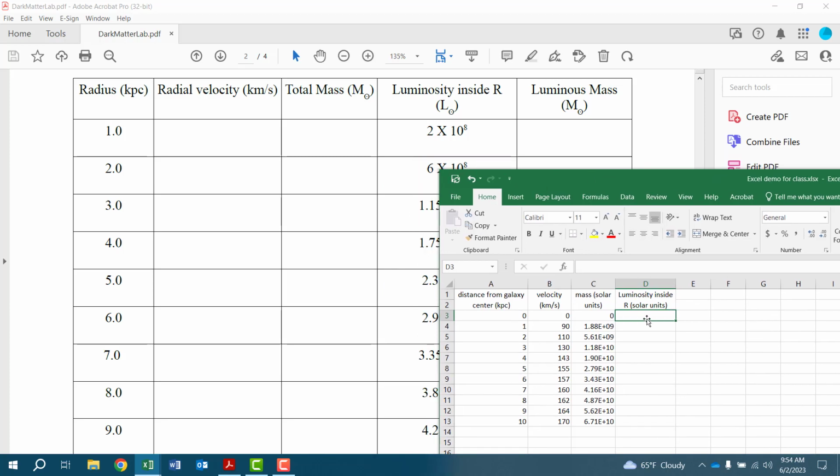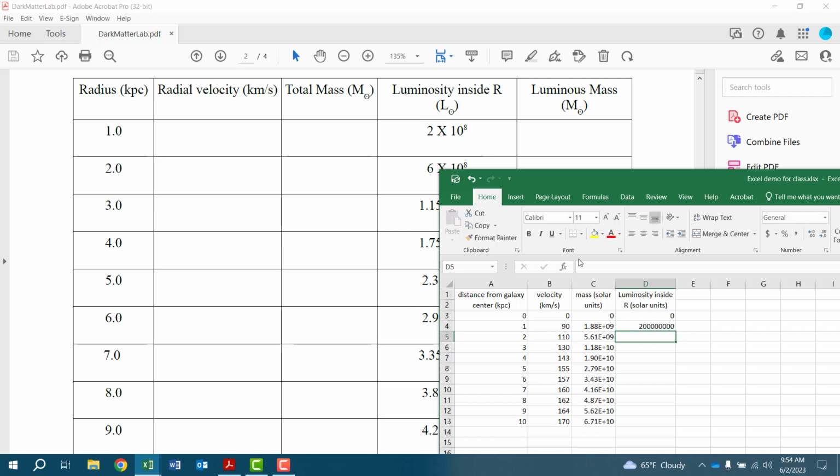Once again, I'll enter the number 0 because at 0 distance from the galaxy, there are no stars within 0 distance. Of course, there's 0 light coming from there. And here is where I need to enter the number using the equal sign. Anytime you use scientific notation, Excel needs to interpret your input as math, not just text. So I put equals 2 asterisk 10 raised to the, that's shift 6, 8th power. I'm getting this number right from the PDF there.